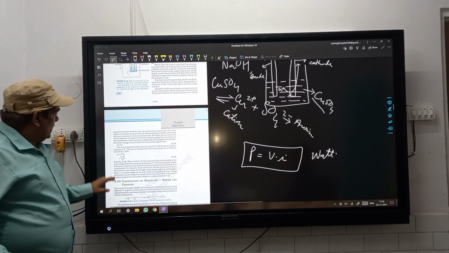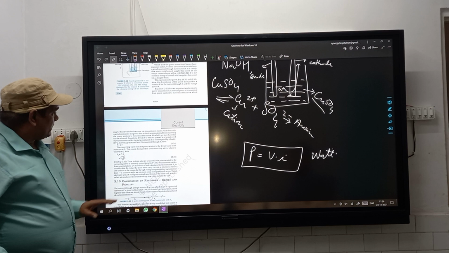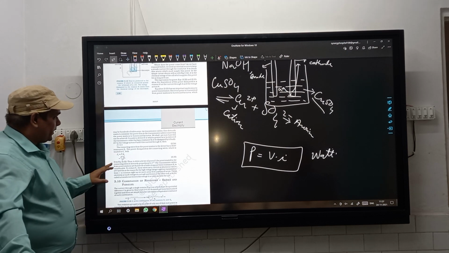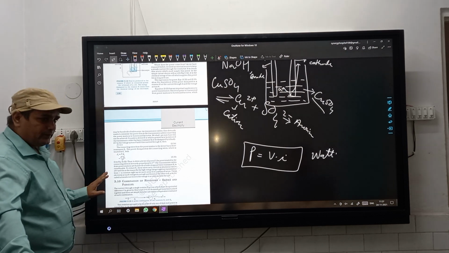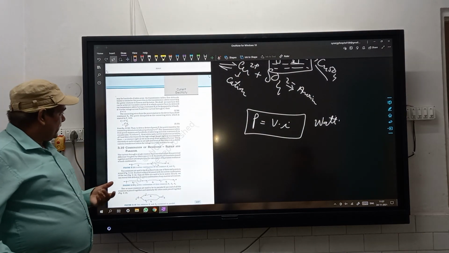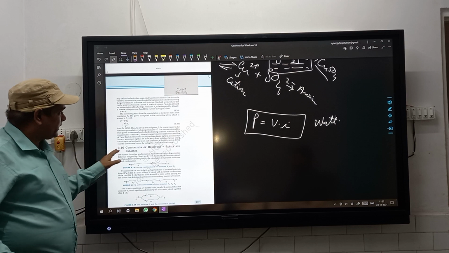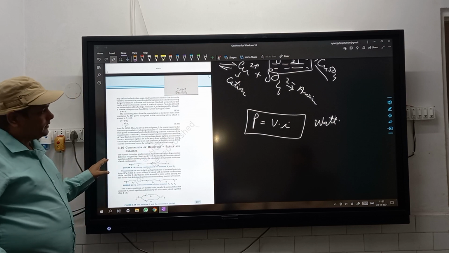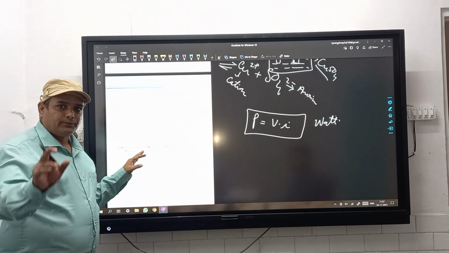And electrical power, as you know, is equal to V into I. We can find out here the power of dissipation, power of production, and lastly we will find the combination of resistors, series and parallel.